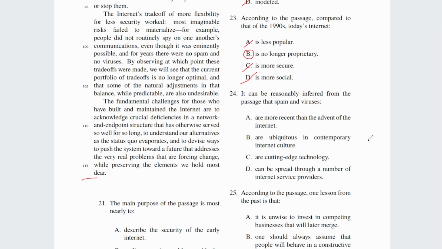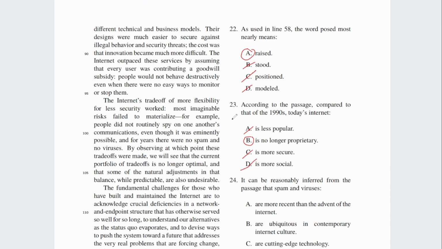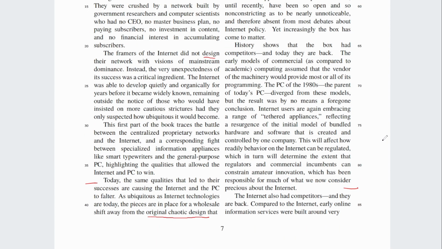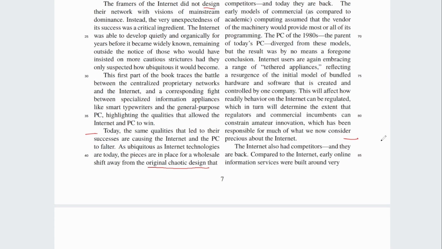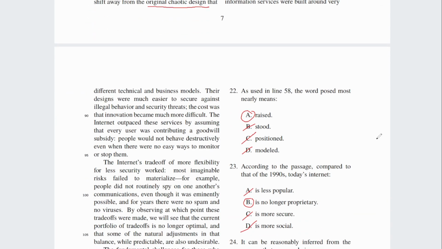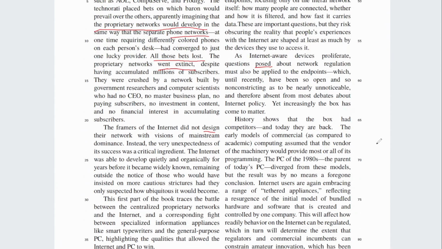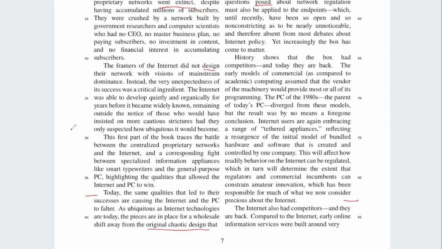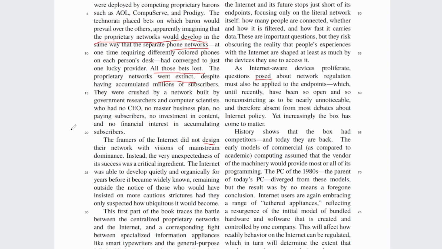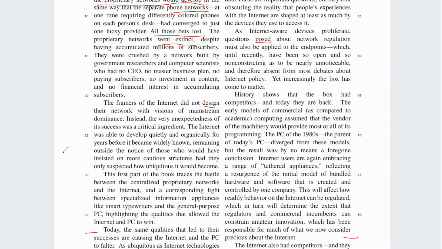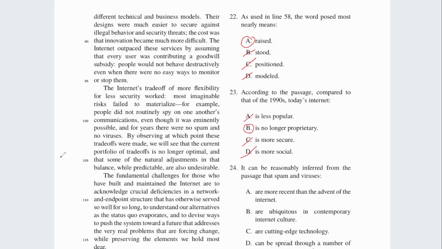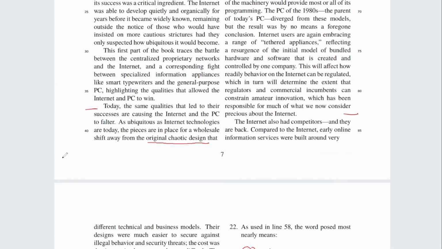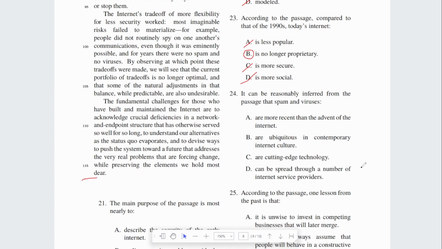It can be reasonably inferred from the passage that spam and viruses are what? I remember from the passage that it said we didn't have spam and viruses even though we could, right? When we were talking about early points about security, we realized that even though we could have, I guess it's at the end, right? Huh. I'm just having trouble finding this. I'm going to have a really hard time finding this.